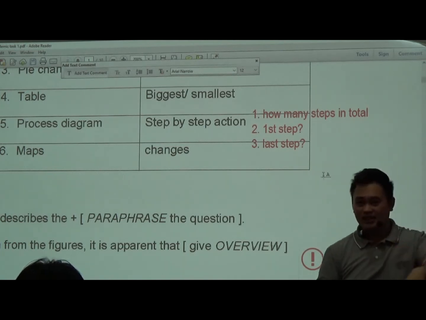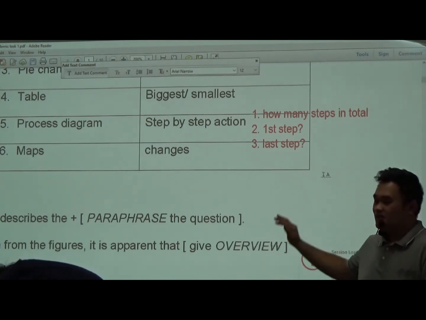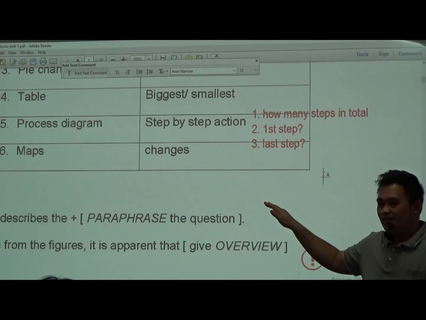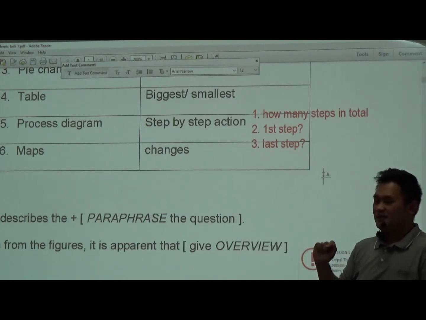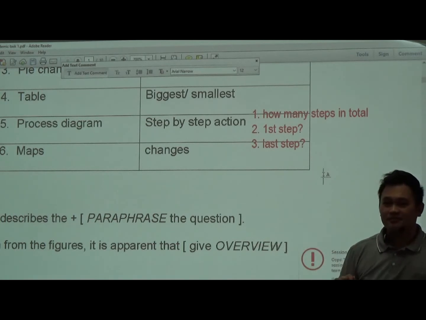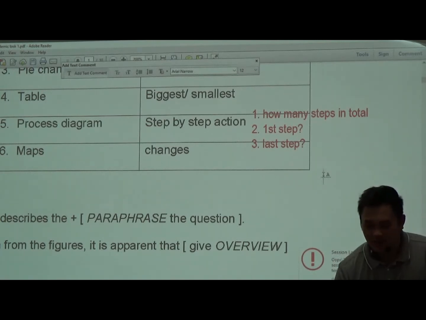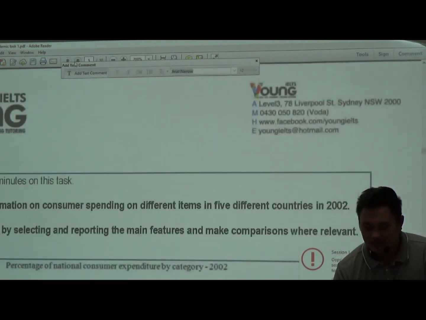Okay, go back to the picture. How many steps in total? 15. What's the first step? Picking tomato. What's the last step? With hamburger and fries. Good. Okay, so let's have a look.